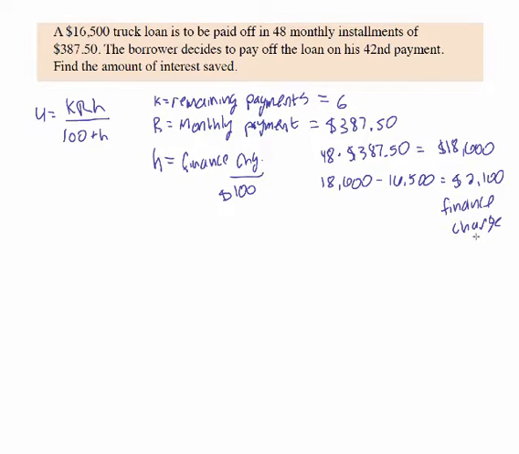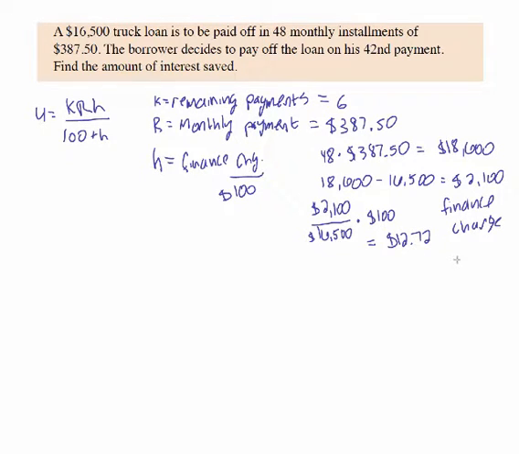In order to use the APR table, we're going to need to know the finance charge per $100 borrowed. And the way we calculate that is to take the finance charge, which we just found, divide by the value of the loan, which is $16,500, and then multiply that by $100. The reason for the multiplying by 100 is this calculation would give me the finance charge per dollar. I want the finance charge per $100. And that works out to be $12.72.